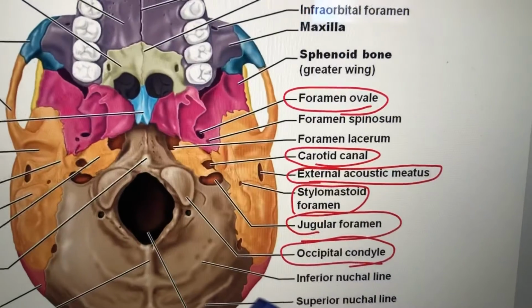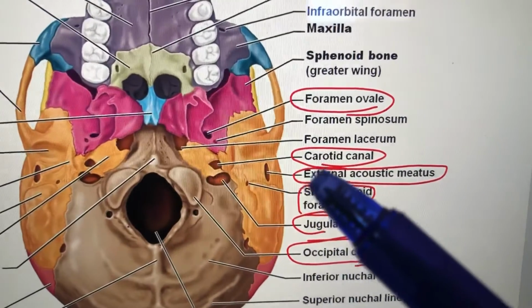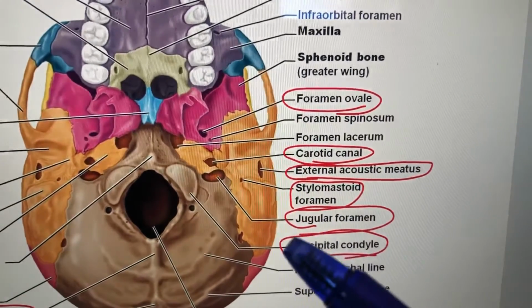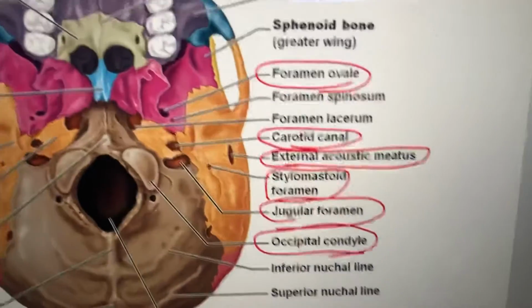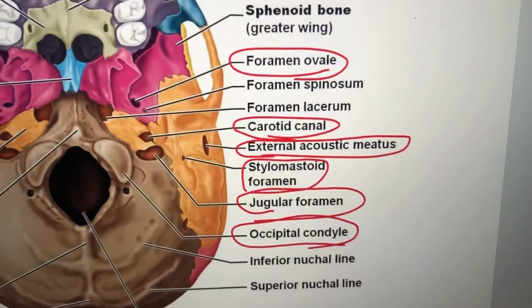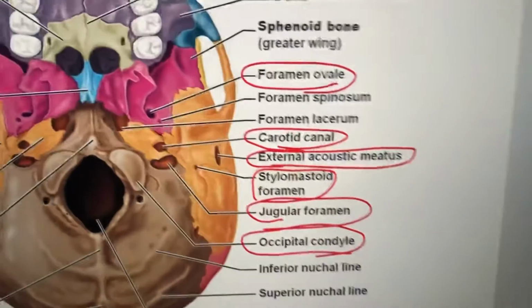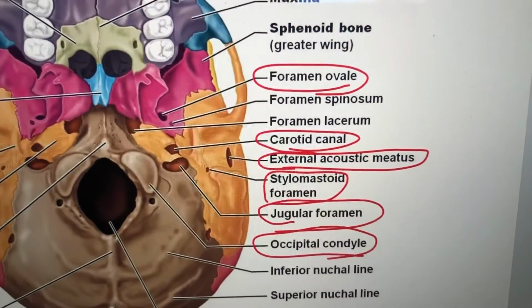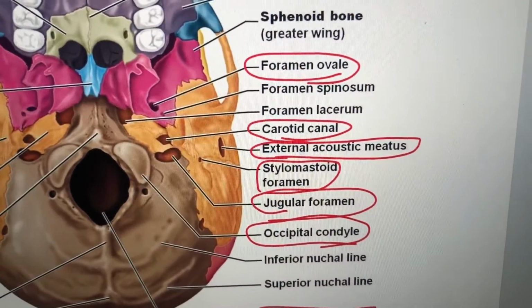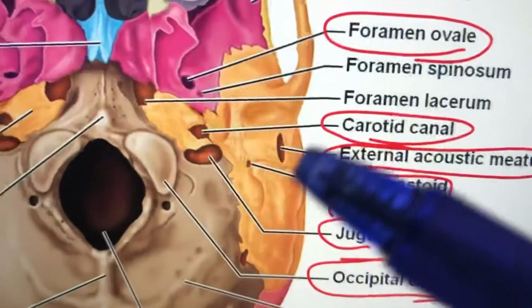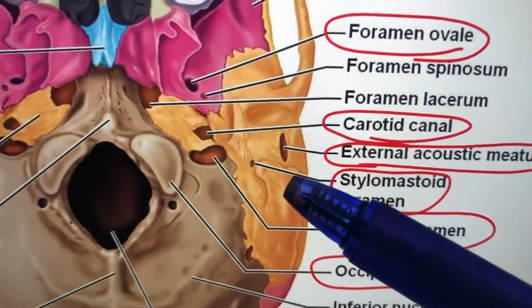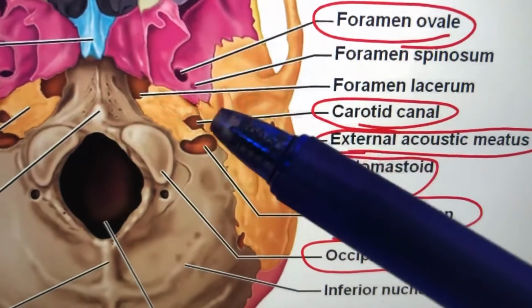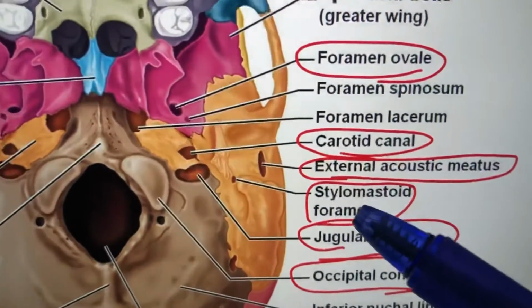And then we talked about the external acoustic meatus on the side of the skull, which is the opening for the ear canal. And then the stylomastoid foramen is a very small hole, and it's going to be just in between the mastoid process and the styloid process. So here you can find the mastoid process quite easily. And then this protuberance here is the styloid process. So just in between the two is the stylomastoid foramen.